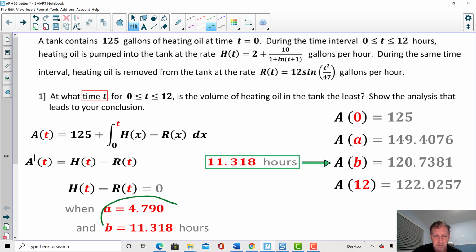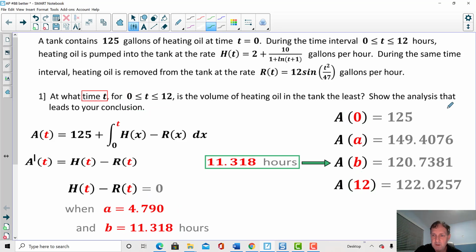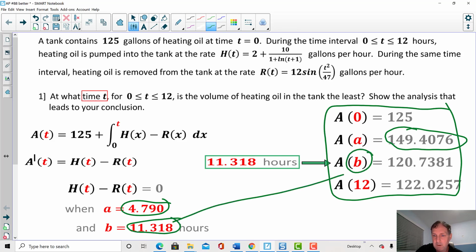Now, these are going to be our critical numbers, so if there's going to be a minimum, it would have to either happen at one of those two spots, or it could happen at one of the two endpoints. So you do want to check the endpoints, 0 and 12, because we're dealing with a closed interval, so we need to do the closed interval test. After we plug in the endpoints and our two critical numbers, we can just look at the y values and see how big they are. We can see that the maximum amount happens when the time is equal to A, which is 4.790 hours. The minimum occurs at time B, which is 11.318 hours.